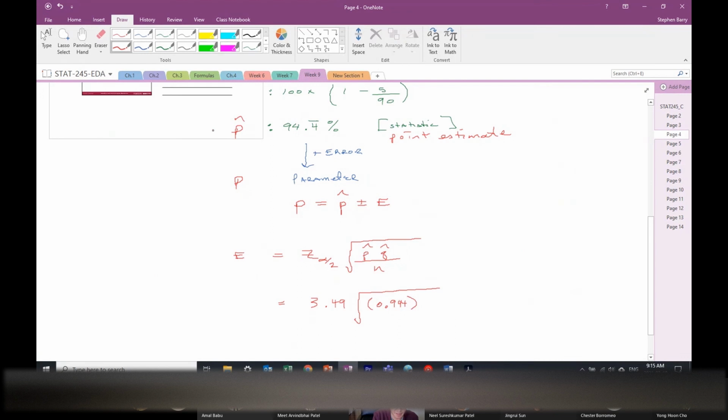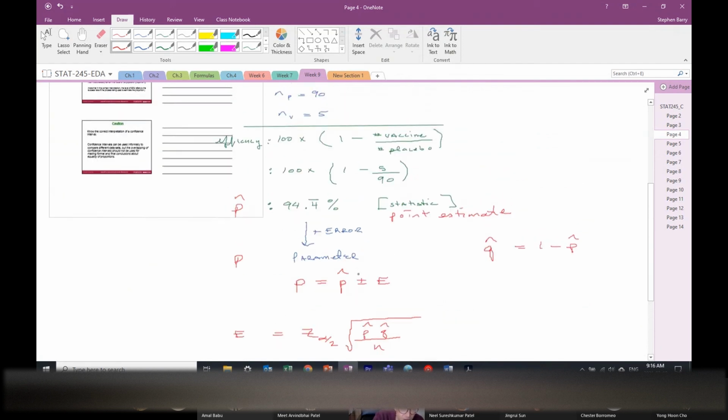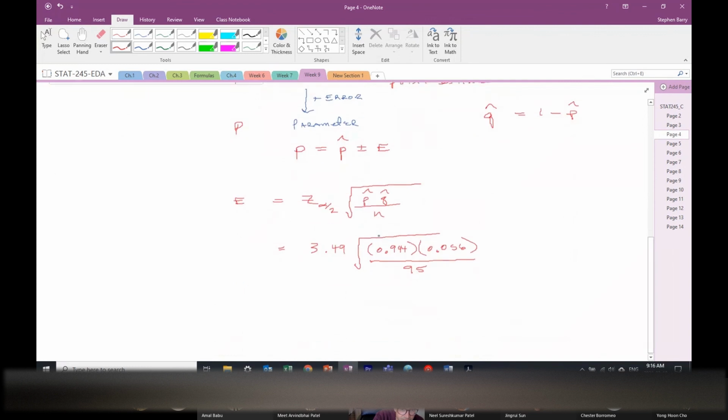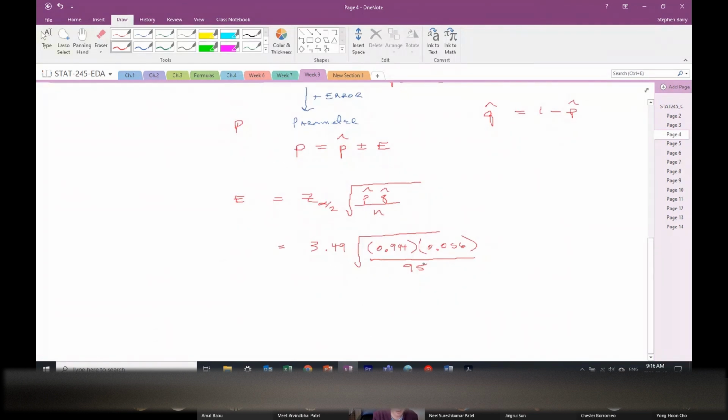The Q hat is 1 minus P hat. So Q hat is going to be the same thing with binomial. When you have to have P and Q, it's going to be 1 minus P hat. Now the sample size in this case was 95 people. That's how many people came back and were part of the actual, there were 95 COVID cases. So they have a population of 95. And let's see what the error is here.